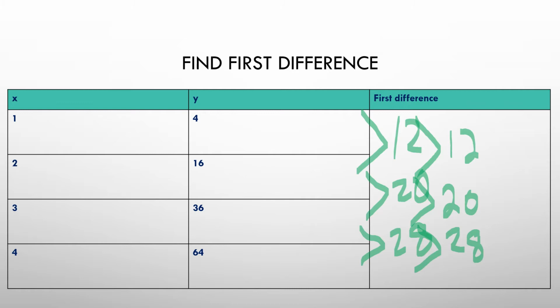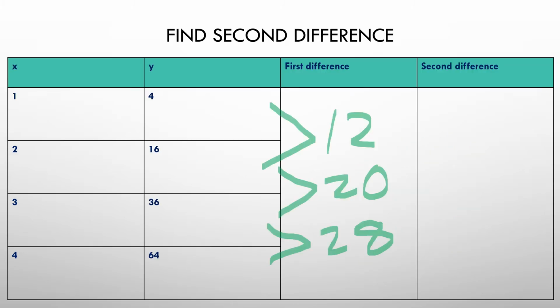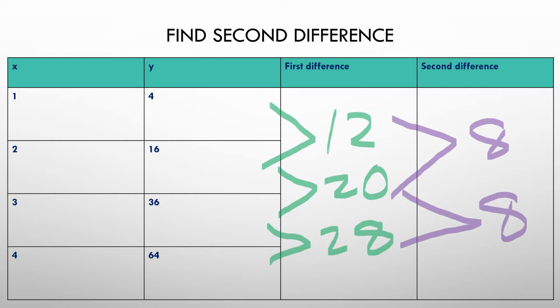Now we have to find the second difference. To find the second difference, the difference between 12 and 20 is 8, and 20 and 28 is 8. So this is a quadratic sequence. The second difference is a constant.